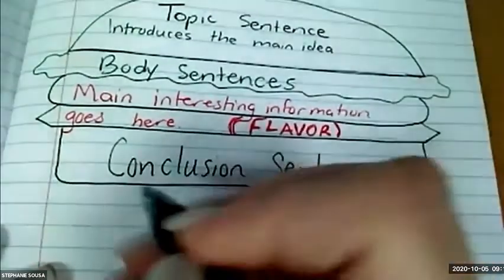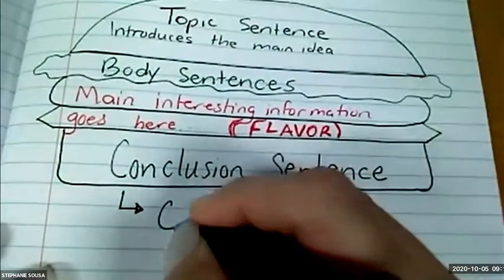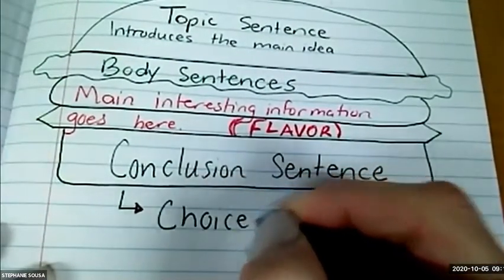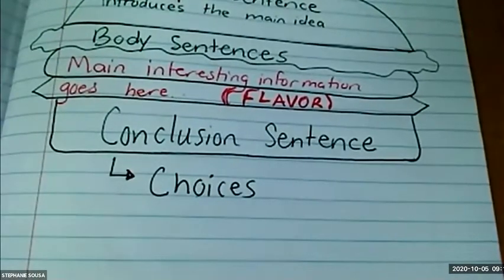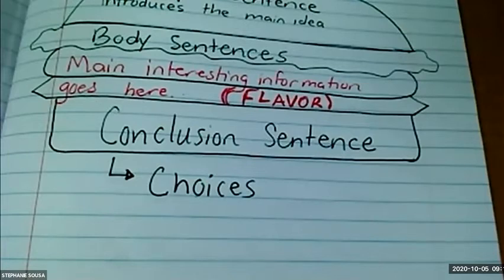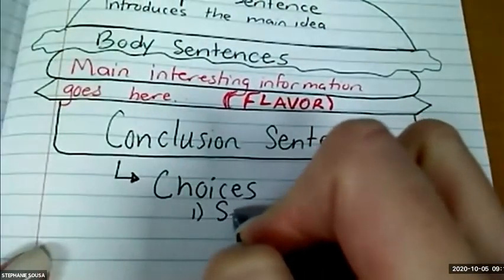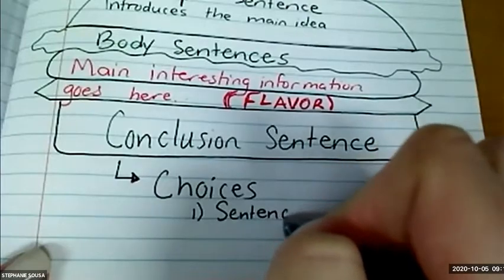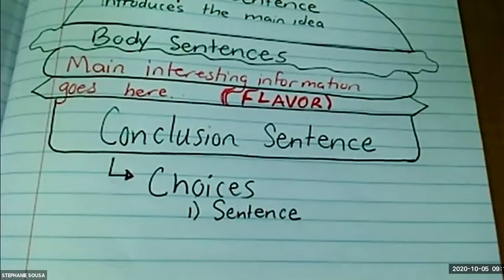So we know when we write conclusion sentences, we can do one of three things. You have three choices. Ms. Renoulet showed us that you can write a statement, you can ask a question, or you can give a command. So our first one is to write a sentence. You could just write a sentence like you did for your topic, but you're just going to change the words around a tiny bit.